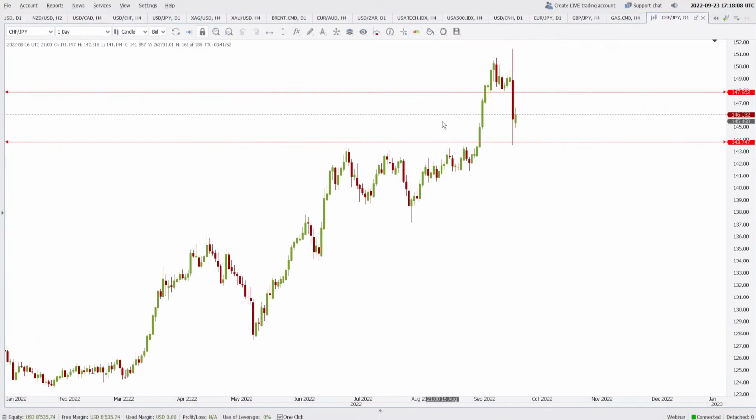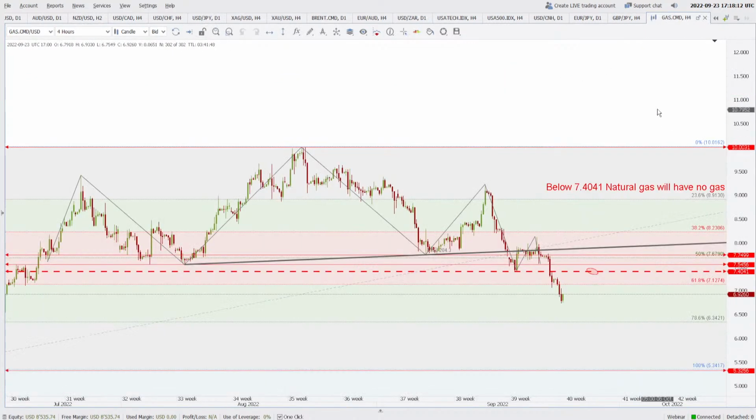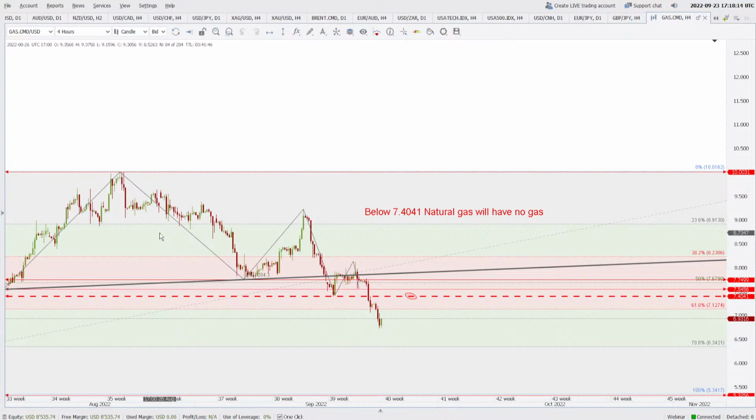CHF JPY, okay, we had opened it up yesterday because of nothing, so I'm just closing it down. I think we are done with the analysis of all the pairs that were in the focus.